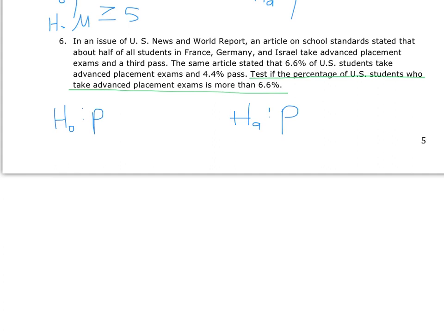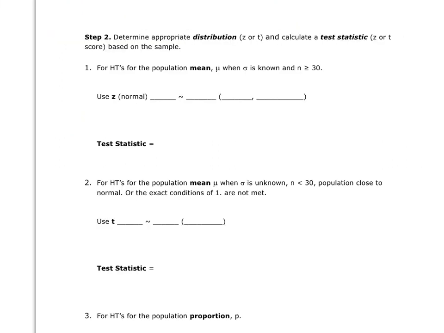And it says more than 6.6. So that's what we're testing. So that's what goes in the alternate. So more than 6.6% or 0.066. And in the null then, we're going to have that same value. And we have the option to do just a straight equals, or we could say less than or equal to, either one of those. Okay, that's step 1, determining the null and alternate hypotheses for the hypothesis test.